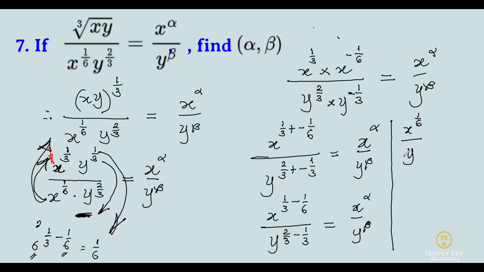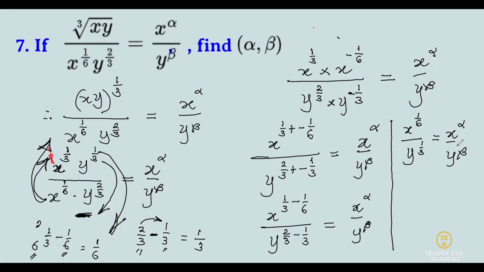Determine the power on y. The power on y is going to be the 2/3 now minus 1/3. And look at that, they have the same denominator. In my video on fractions, I showed how to handle this. Since they have the same denominator, the result will be that same denominator maintained, but now interaction of the numerators after the order of the separating signs. So 2 minus 1 gives 1 straight away. So we have y to the power 1/3. Y to the power 1/3 gives us the right-hand side, which is x to the power alpha divided by y to the power beta.